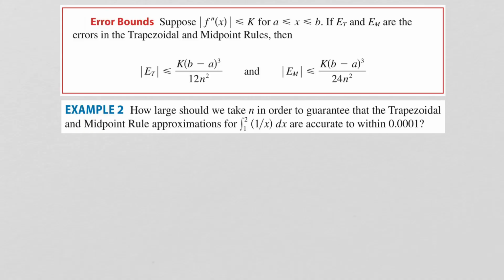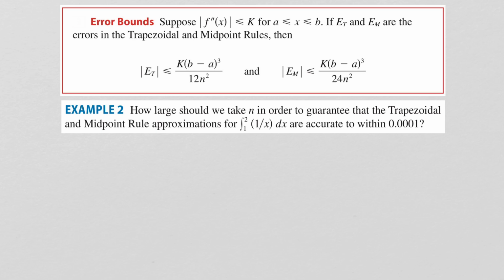So we have two formulas. The first formula here says that if you want to find the error when using the trapezoidal rule, it will be no more than k times (b minus a) to the third power divided by 12n squared. Now k is the maximum value of the second derivative on the interval. And the error when using the midpoint rule is going to be the same exact thing, except that instead of the number 12, we have the number 24.